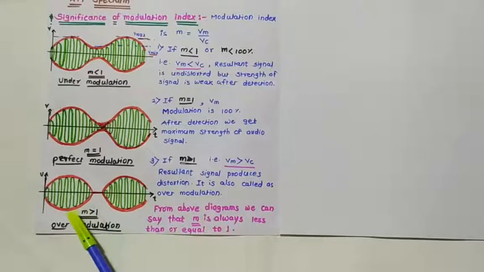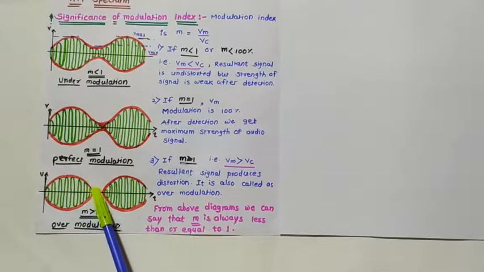And students, you can observe the waveforms here. By observing this waveform, this is a peak amplitude and this is a minimum amplitude. At that time, the amplitude of the modulating signal is greater than the amplitude of the carrier signal. Therefore, this is called overmodulation. If the amplitude of the modulating voltage is higher than the carrier voltage, at that time m is greater than 1. So this is called overmodulation.